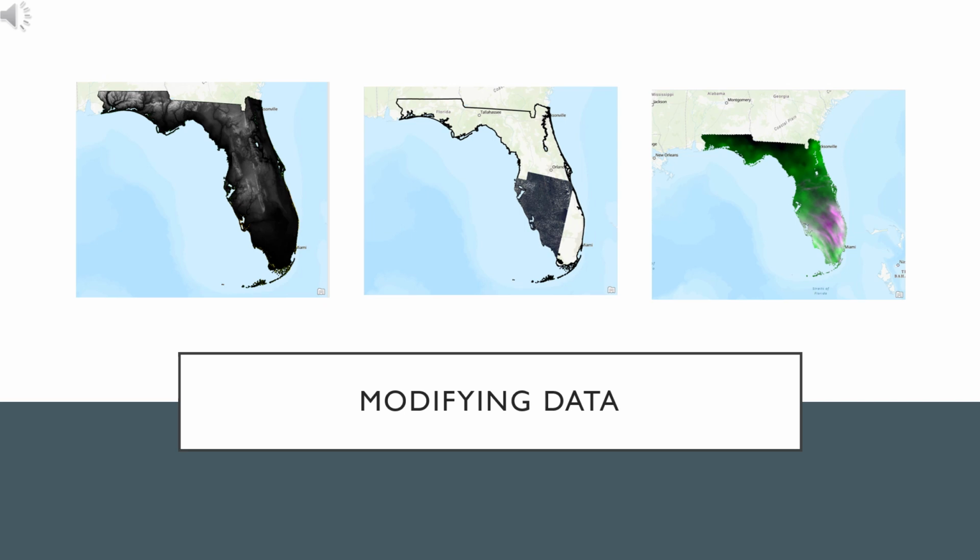Preparing the precipitation data followed a similar workflow. I simply clipped the original layer to the Florida boundary shapefile to give me a clearer image of how much precipitation fell during the event in Florida.